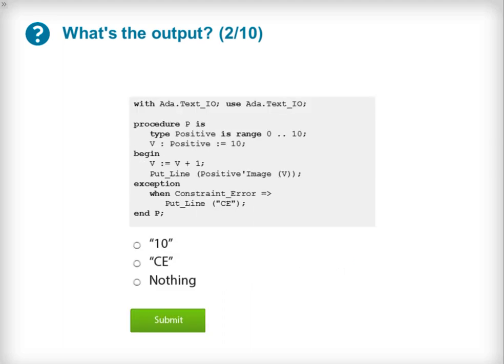The second question uses an almost identical piece of code to the previous question, however there is a key difference. The difference is that an exception handler has been provided for the block of statements within the procedure P. What output do you think will be produced by this code?